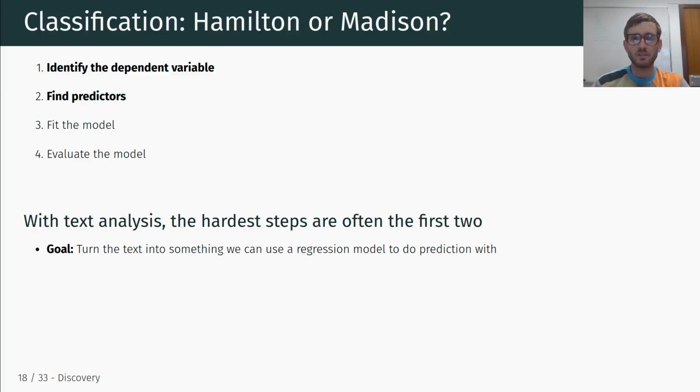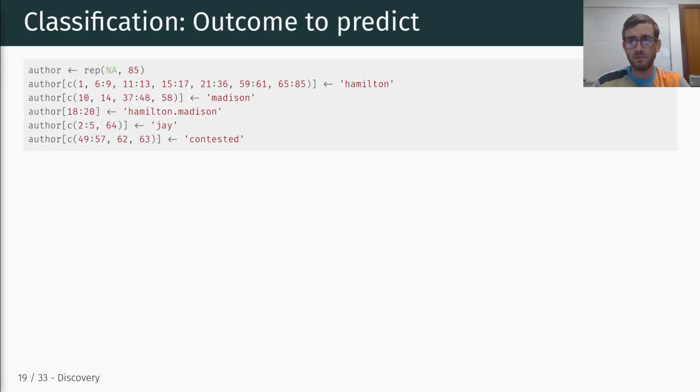Hey everyone. So in the previous video, I started to introduce the task for our textual data section for this week, which is identifying the authorship of 11 essays in the Federalist Papers where the authorship is not clear. Okay, and specifically, we're going to focus on the comparison between Hamilton and Madison. All right, so the first step, as I mentioned in the previous video, is to identify the dependent variable.